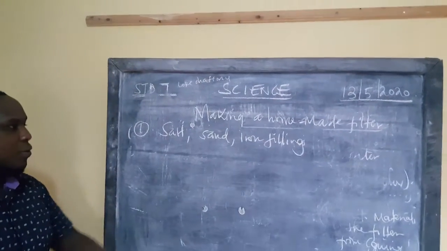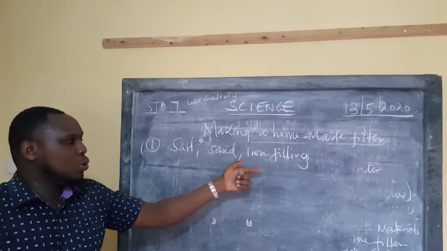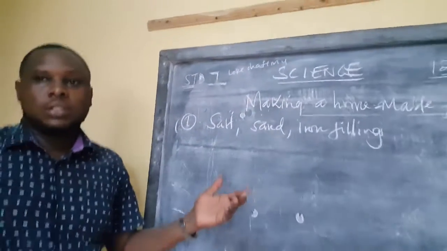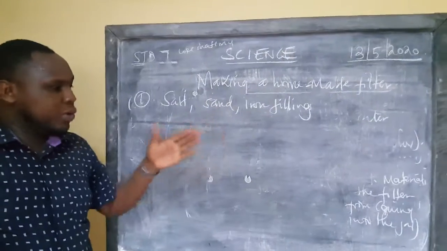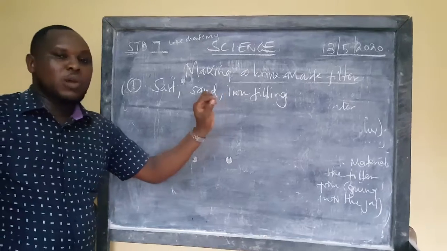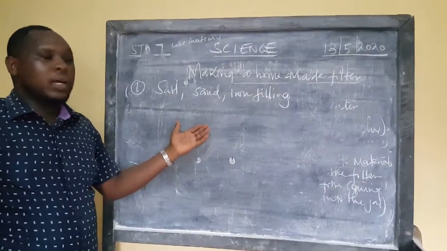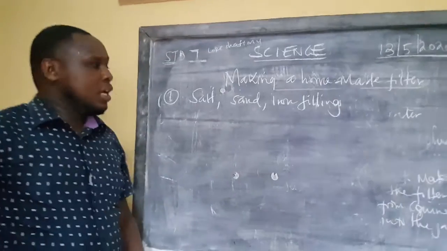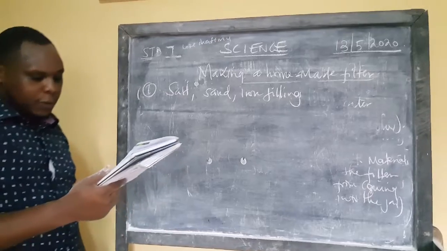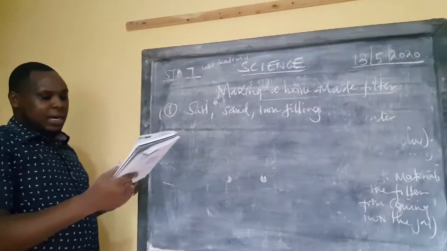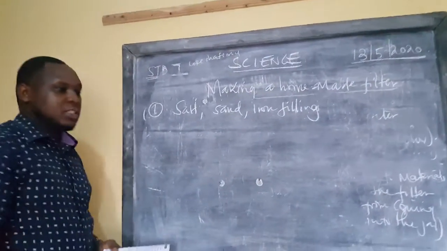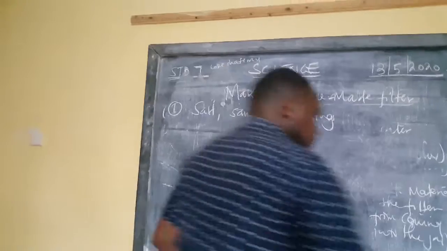Now I want to explain what iron filings are. Iron filings are those small particles that are gotten when you cut an iron metal. When you cut an iron metal using those blades, you remain with small particles. If you go to the fundis who make doors, you'll see those iron filings. So salt was mixed with sand and iron filings. And the question goes, which of the following are the right steps to follow to separate the mixture?